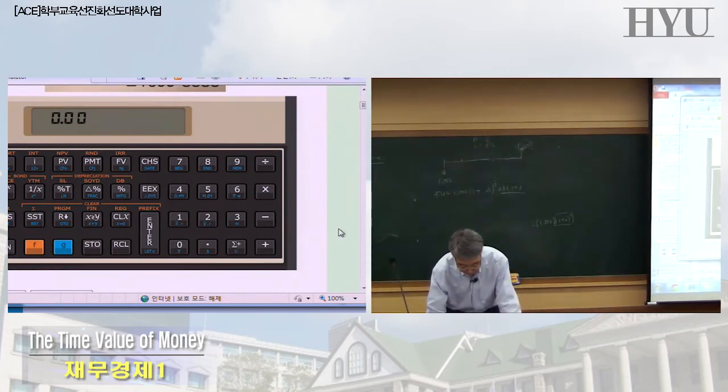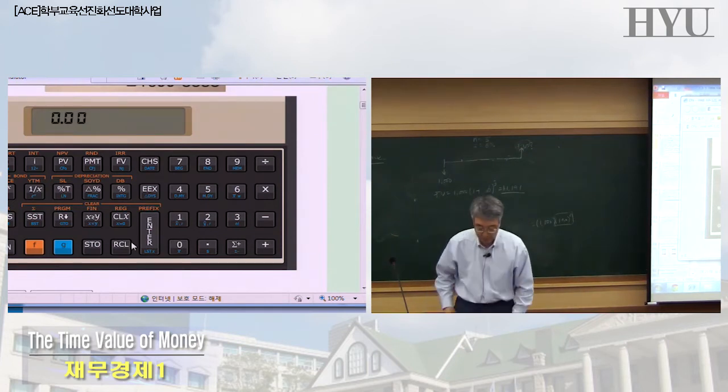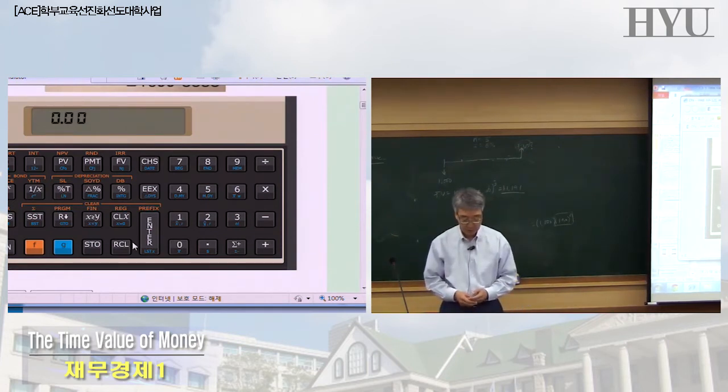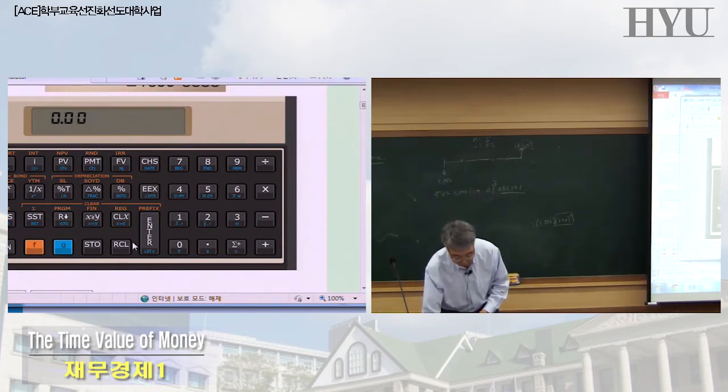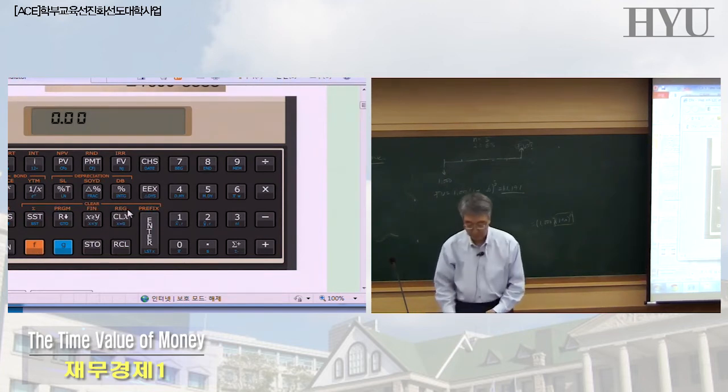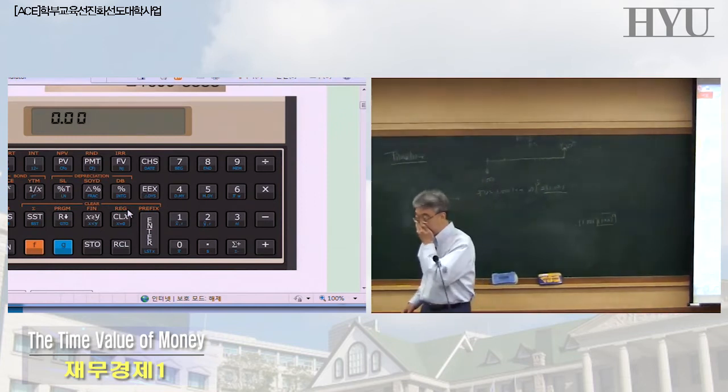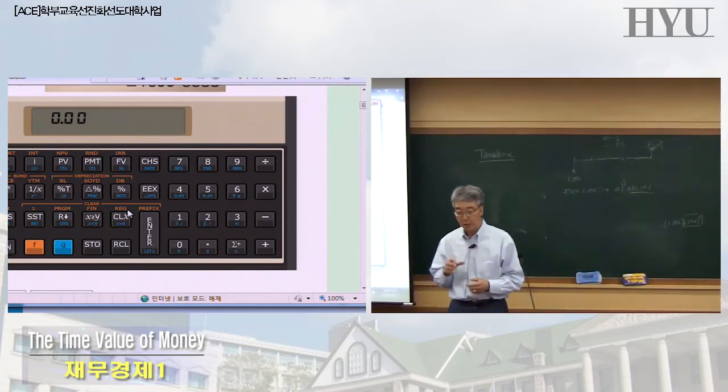All right, so here there are black keys and blue keys and gold or orange keys. Okay? So if you want to use these functions like program, finance, register, prefix, you have to press this one first. And then if you press F and CLX here, that means you are clearing the register. So make sure you do that before you get into a new problem.